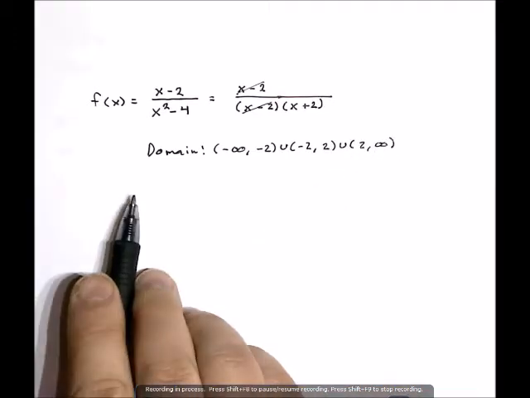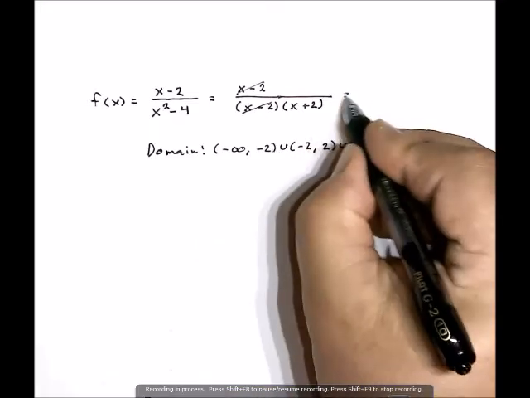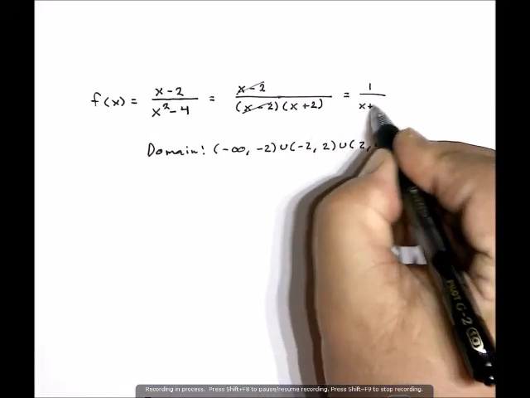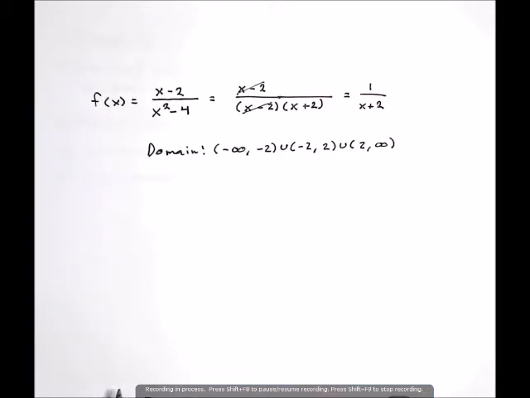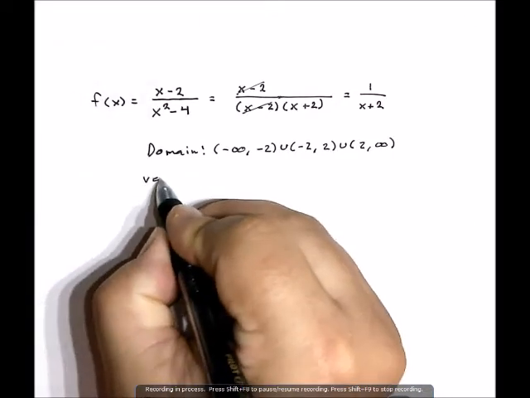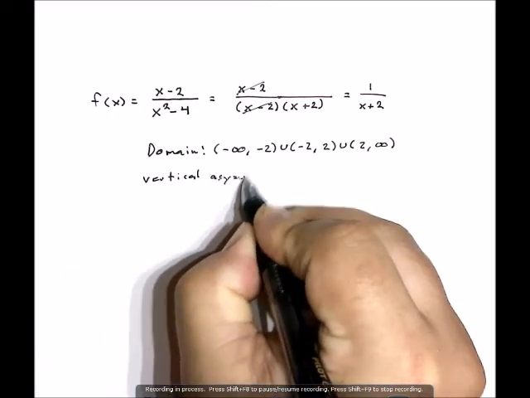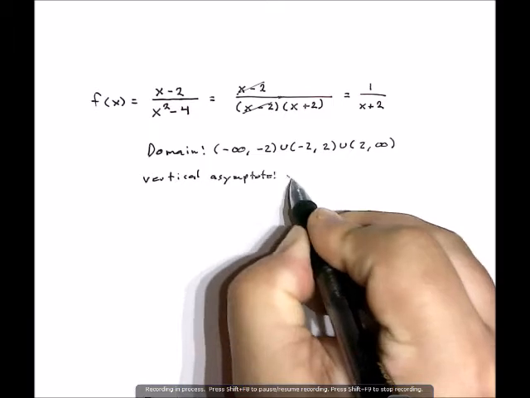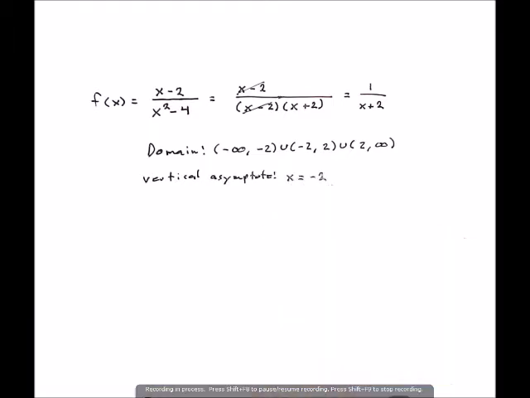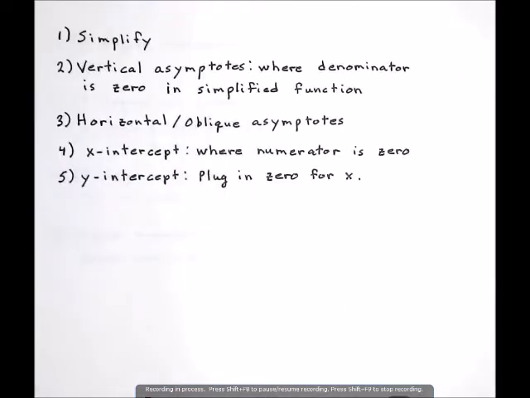But the asymptotes come from the simplified form, which is this. So this equation only has one vertical asymptote, and that's at x equals -2. And we'll see what that looks like a little bit later. Next we have horizontal and oblique asymptotes, and there's a whole list of rules for those, which we'll go into in a little bit. And then the x and y intercepts.